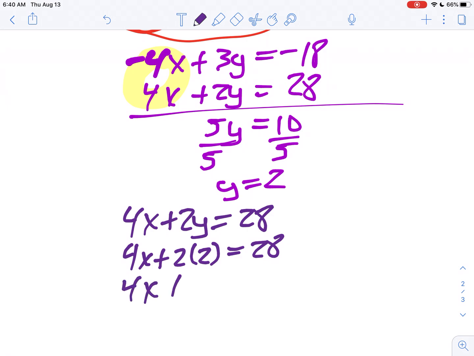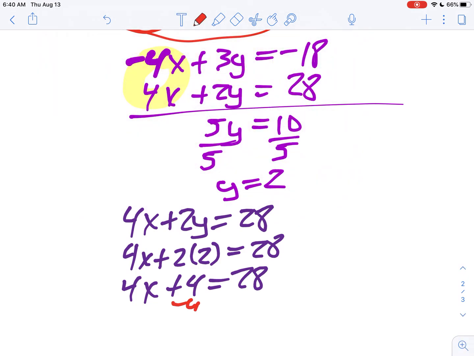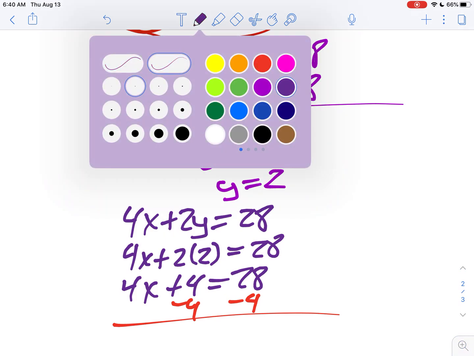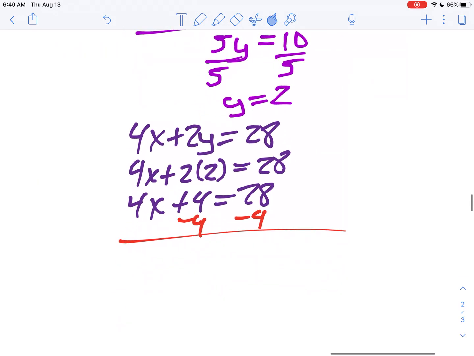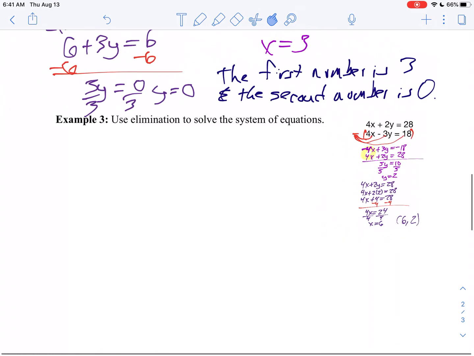4x plus 4 when you simplify it equals 28. Well, let's subtract 4 from both sides. So then we get 4x equals 24. Divide both sides by 4. x equals 6. Since we're using x and y, I think I'll write this as an ordered pair: (6, 2). If we would graph those, that's where they would intersect.